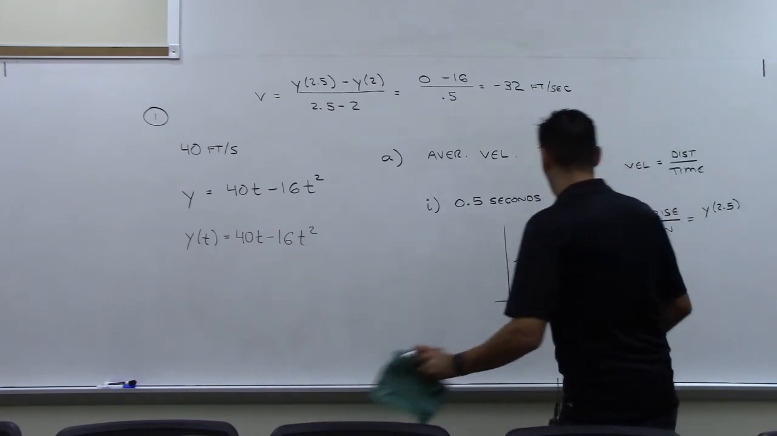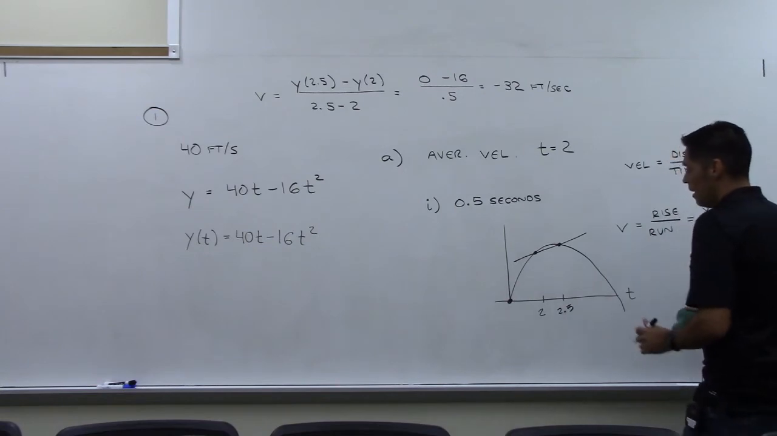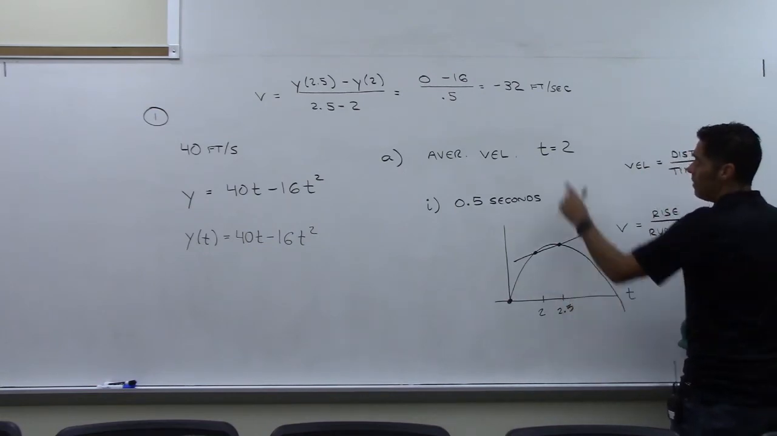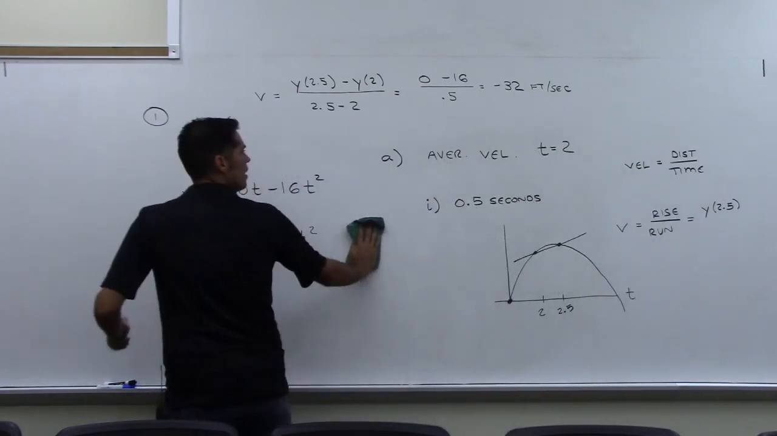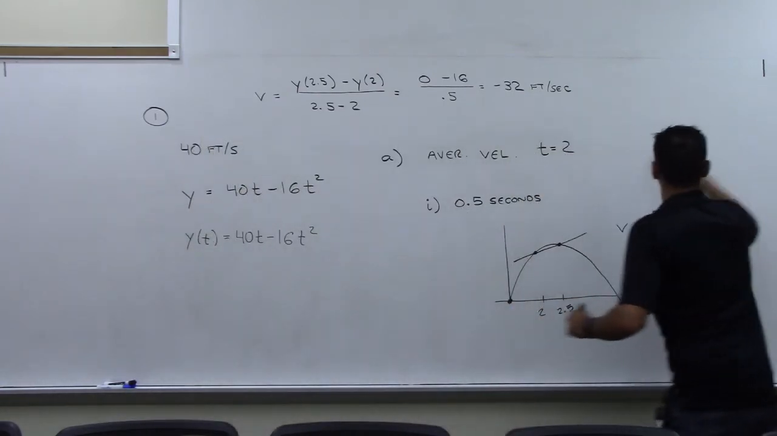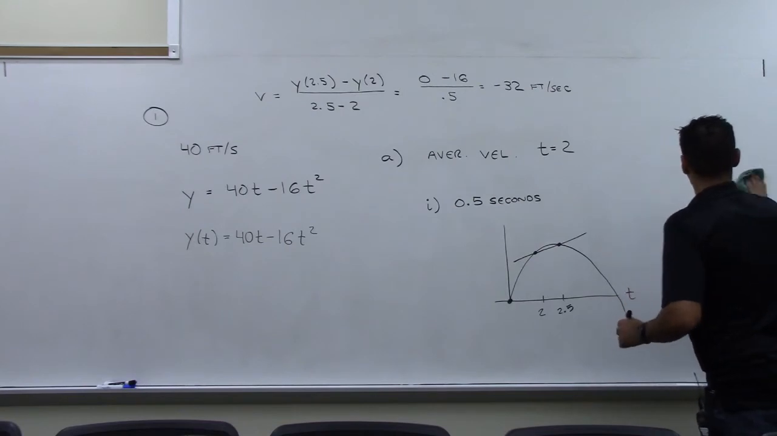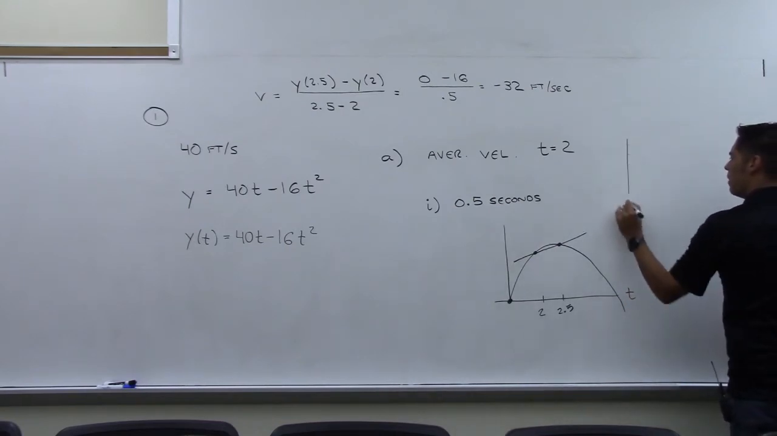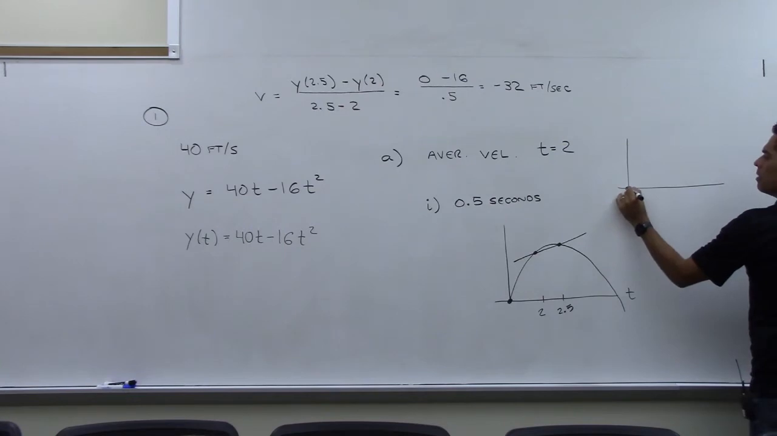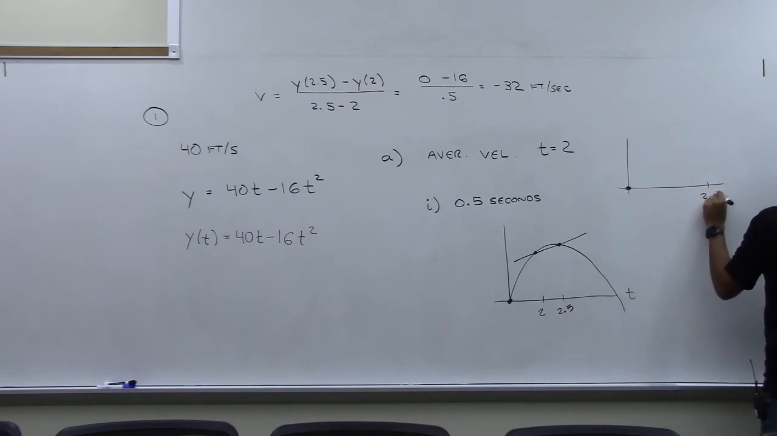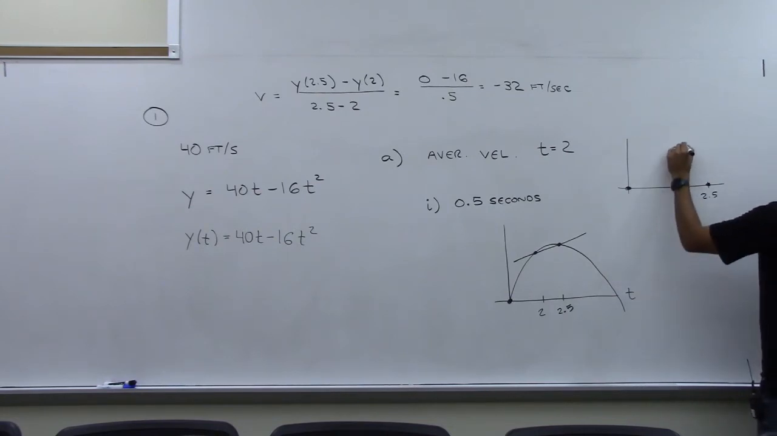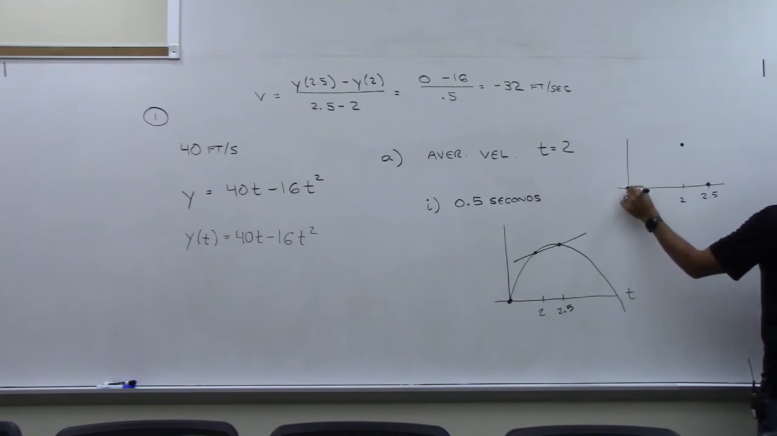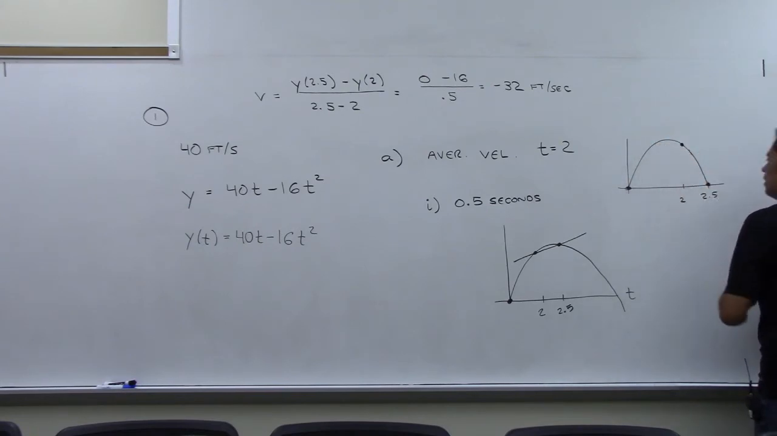I didn't know where the points were, but now that I kind of do know where they were, at 2.5, I'm at 0. So if I redraw my picture, we knew at 0 we were here. At 2.5, we're here. And at 2, we're up at 16. I still don't know exactly what it looks like, but this is okay.